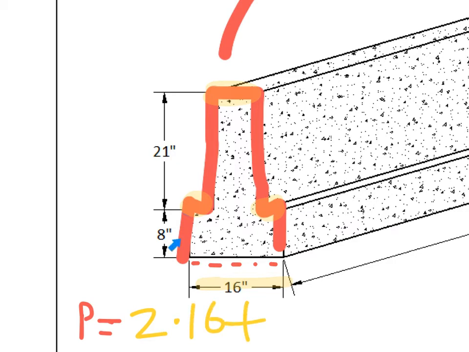Plus, we have 8 plus 21. 8 plus 21 is 29, right? So it's 29 going up, and it's going to be 29 going down. So it's going to be 2 times 29.